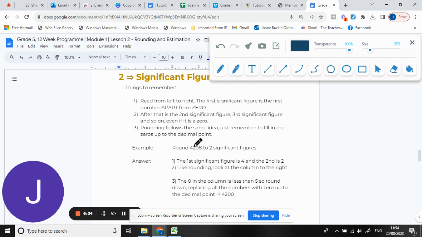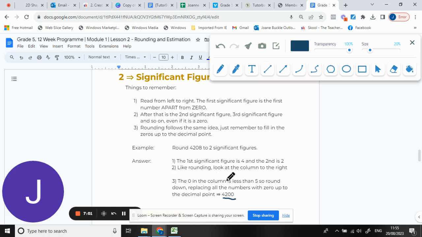So like rounding, we look at the column to the right. If it's 5 or more, we need to round up that number before, so the 2 would become a 3. But in this case, because it's not, we don't need to do any rounding up, and we simply replace all the numbers after the second significant figure with zeros. So 4,200 would be your final answer there, okay? If you did have to round up, you would round up that number and still replace it with the zeros.